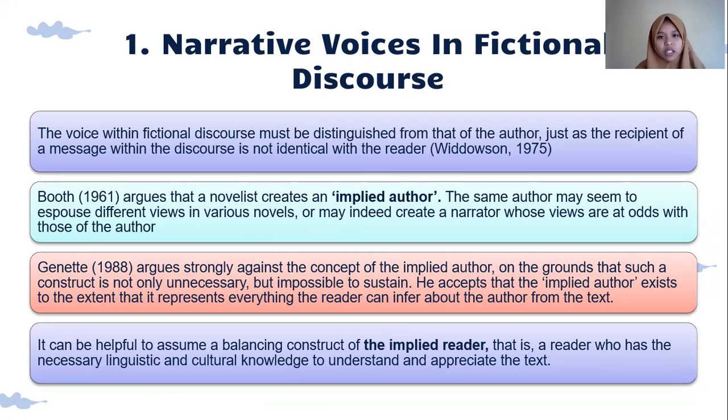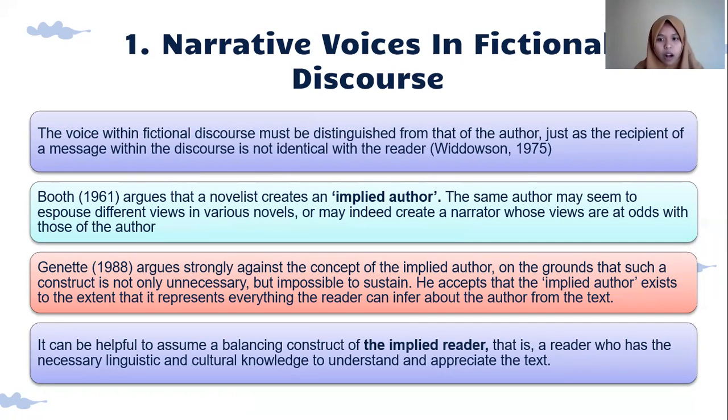We should know the distinctions between the narrator and the author. That's why both argue that a novelist creates an implied author. The same author may seem to espouse different views in various novels, or may indeed create a narrator whose views are at odds with those of the author. Since the author and the narrator are different, the author may have different views, a different perspective from the narrators. While Genette argues strongly against the concept of the implied author, on the ground that such a construct is not only unnecessary but impossible to sustain.